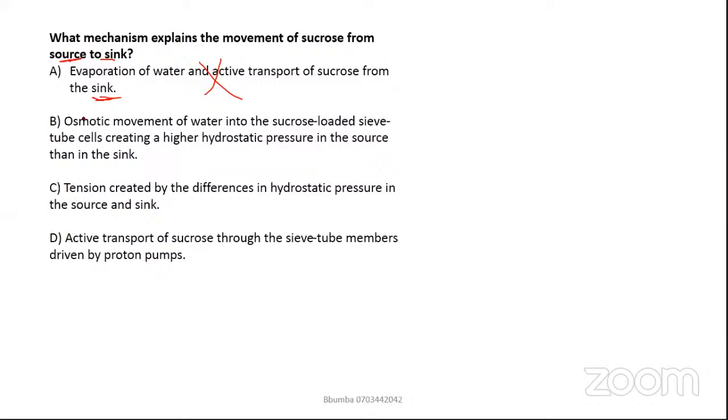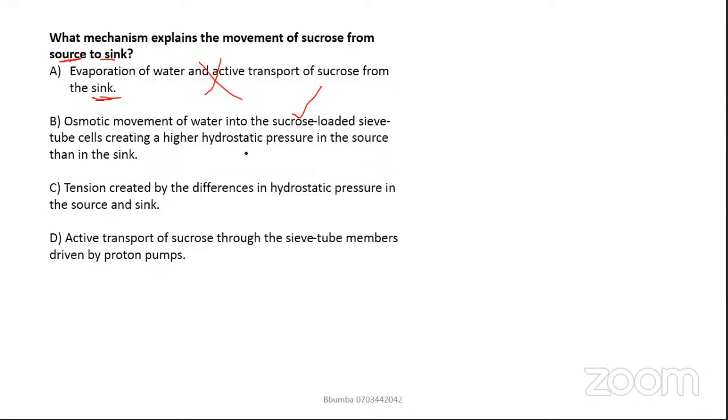Then B says osmotic movement of water into the sucrose loaded sieve tubes, creating a higher hydrostatic pressure in the source than in the sink. Now, this is correct because sucrose movement from the source to sink is driven by bulk flow of water. And why does the water create hydrostatic pressure at the source? It's because sugars have been loaded at the source, and so water enters them by osmosis. So that is very, very correct.